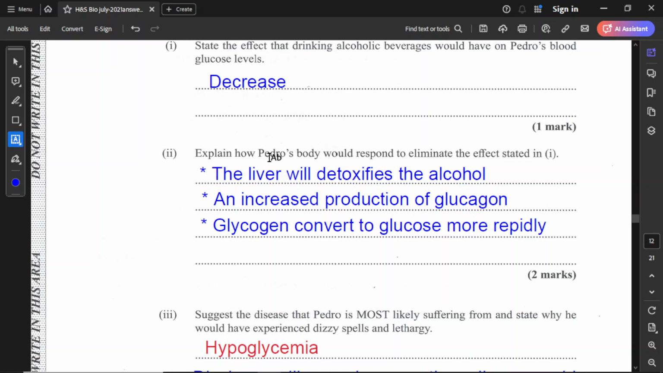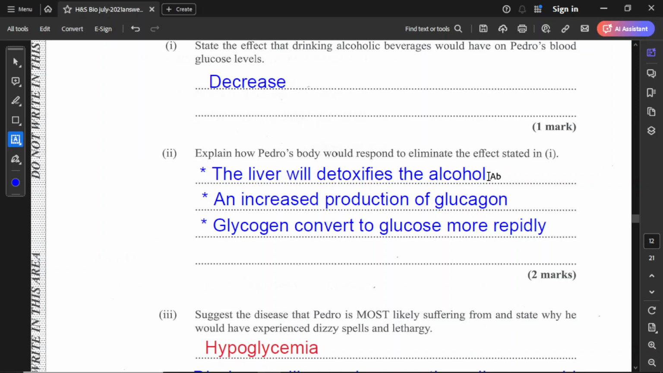All right, so for part 2, we are to explain how Pedro's body would respond to eliminate the effect stated in 1. And one is that the liver will detoxify the alcohol. That's one of the things that may happen there, because too much alcohol in the body causes a decrease in glucose.